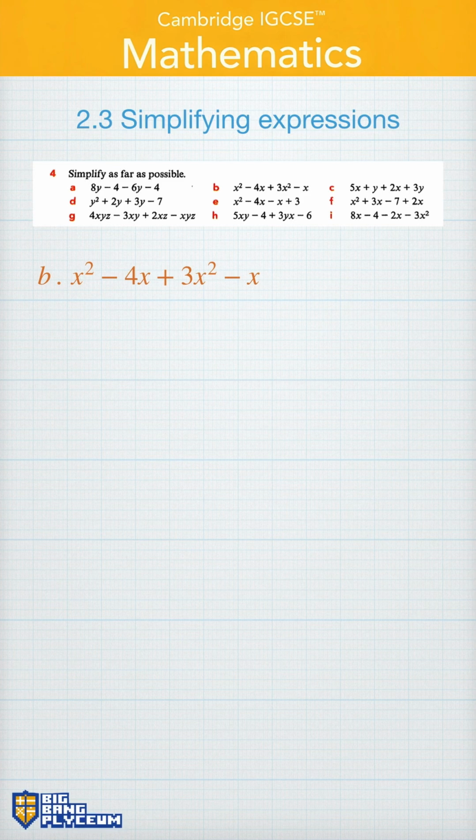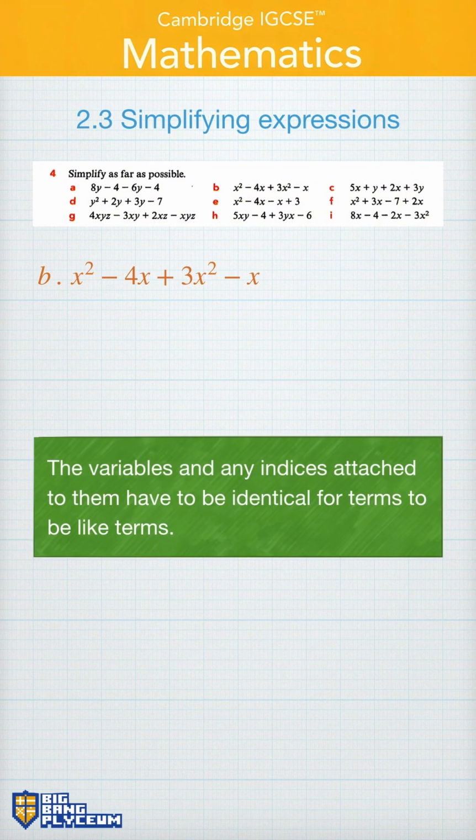The expression reads x squared minus 4x plus 3x squared minus x. Well, we have to know that the variables and any indices attached to them have to be identical for terms to be like terms. For example, x squared and plus 3x squared are like terms because both of them have 2 as the index, okay? So we have to combine these 2. But for the other 2 terms, minus 4x and minus x, they both have the power of only 1, okay? So these 2 are like terms.